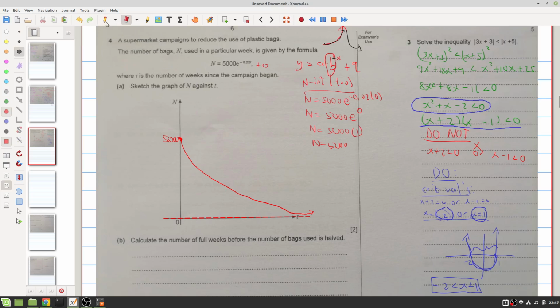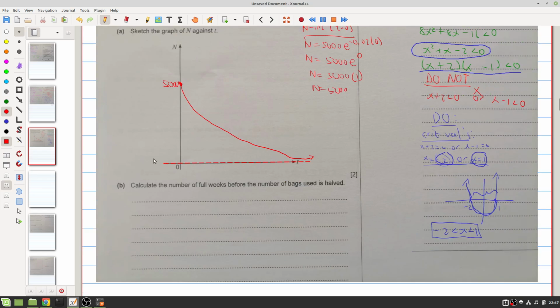Okay, success. We've drawn the graph. Now, calculate the number of full weeks before the bags used is halved. So we started with 5,000, so we want to find out when it is 2,500. So we're going to say 2,500 equals, and our equation is 5,000 e to the power -0.02t. So we want to find out what t is.